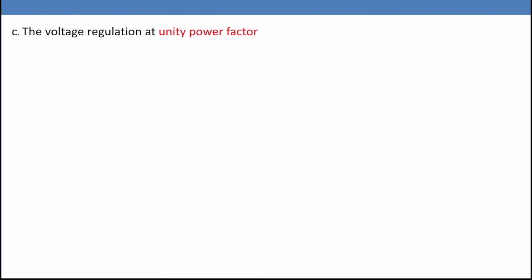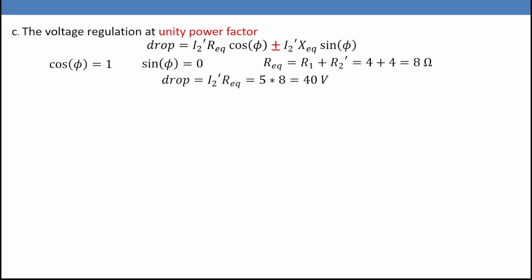What is the voltage regulation at unity power factor? We are going to use the drop equation, where the drop equals I2 dash R equivalent cosine phi plus or minus I2 dash X equivalent sine phi. At unity power factor, phi equals 0, so cosine phi equals 1 and sine phi equals 0. We know R equivalent is 8 ohm, so the drop is I2 dash R equivalent, which equals 40 volt. So the voltage regulation is the drop over V2 dash multiplied by 100, which equals 2%.